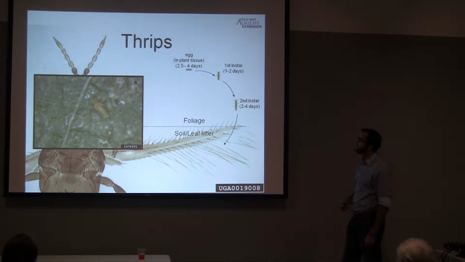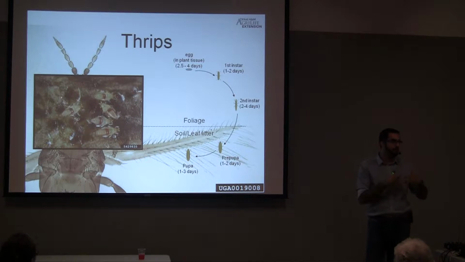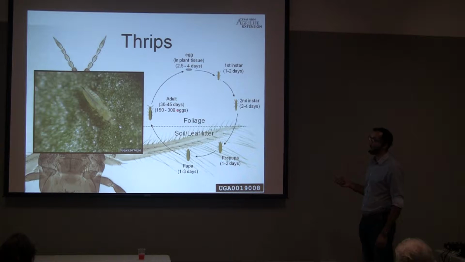After that, depending on the species, they sometimes can still be above in the foliage, but oftentimes can also go into the soil or leaf litter as pre-pupa. This is when they'll start to metamorphose and become an adult. And then they become these adults, which can lay 150 to 300 eggs for western flower thrips.